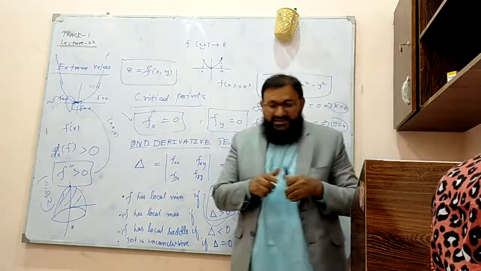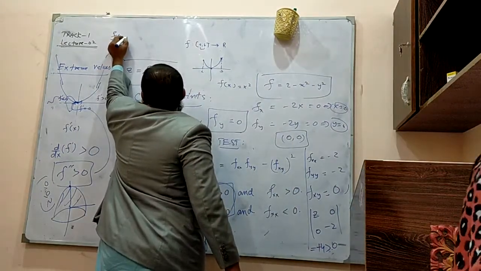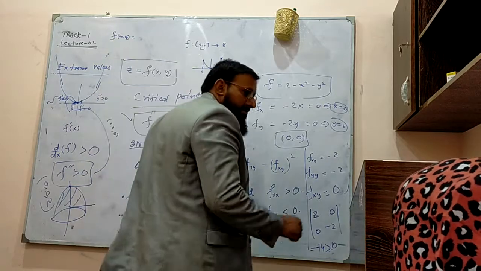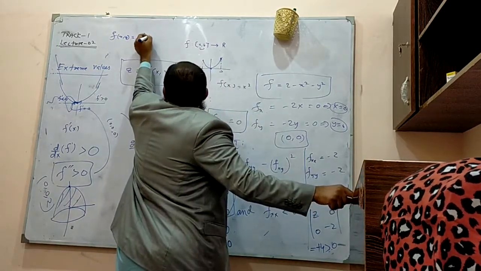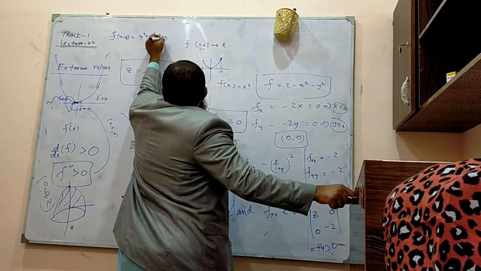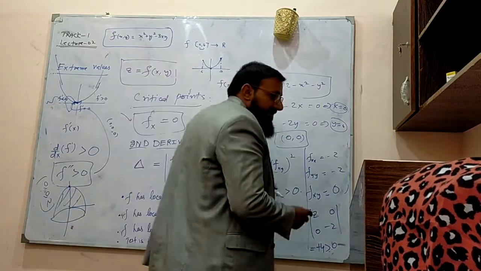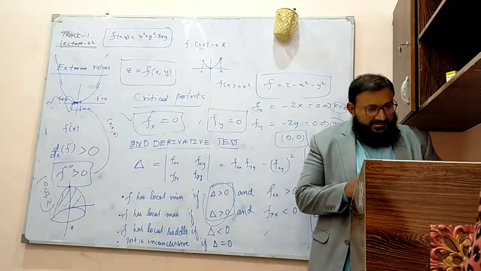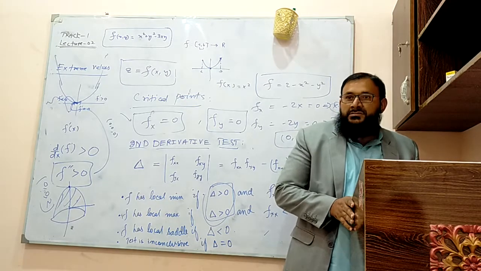So let me give you only one function and you have to decide what happens in this case. That is x square minus y square, x square plus y square minus 3x. What happens in this case? What are the critical points and whether that one is min, max or saddle?